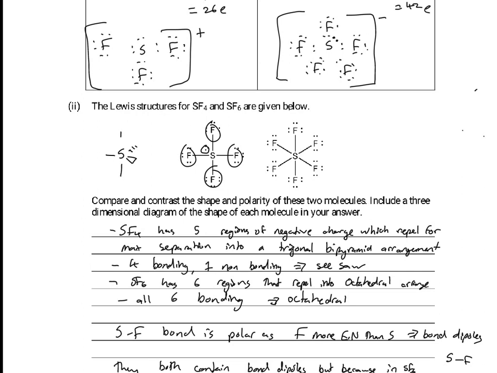Looking at SF6, it's got 6 regions, 1, 2, 3, 4, 5, 6. They repel into an octahedral arrangement. Octahedral, 1 up, 1 down, and then 4 in the middle, in a square. All 6 of those regions are bonding, so the final shape is octahedral. So we've talked about what causes the shape. The difference between the 2 shapes is SF4 has 5 regions, SF6 has 6.